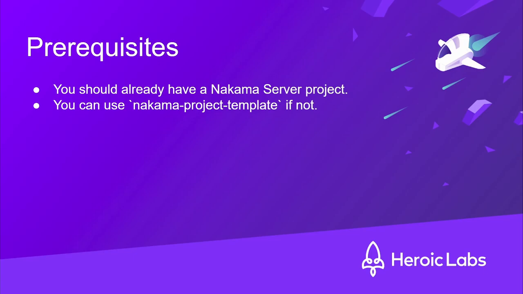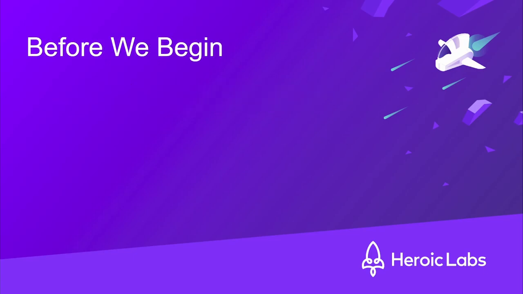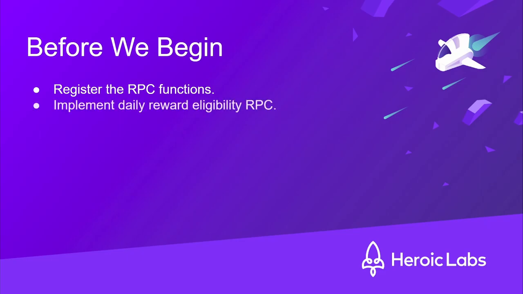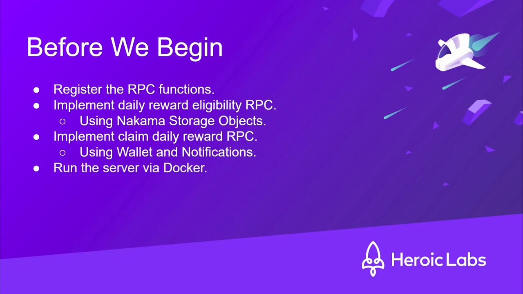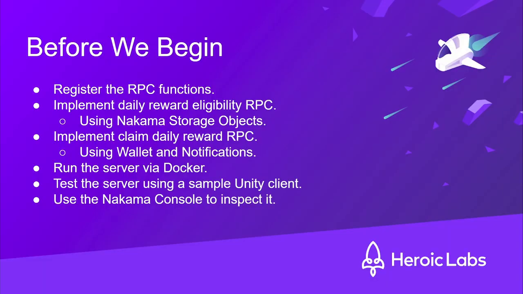Before we begin, let's quickly run through the various steps we'll take to implement a daily reward system using the Nakama server runtime. First, we start by registering the RPC functions in the server runtime bootstrapper. Second, we look at how we implement the daily reward eligibility RPC, making use of Nakama storage objects. Next, we look at how we implement the claim daily reward RPC using the Nakama wallet and notification systems. And finally, we'll run the server via Docker and test out our daily reward system using the Unity sample project and look at how it works under the hood using the Nakama console.